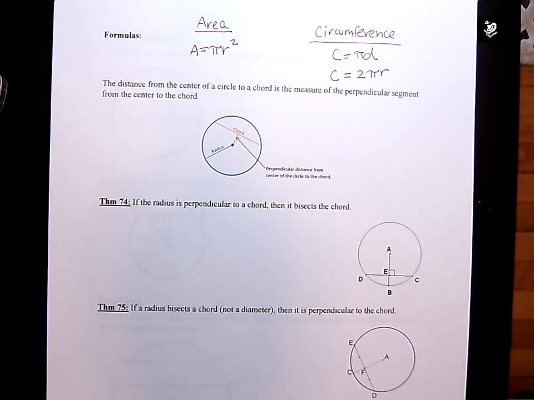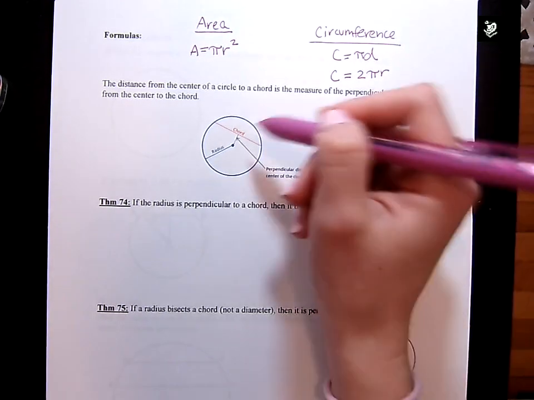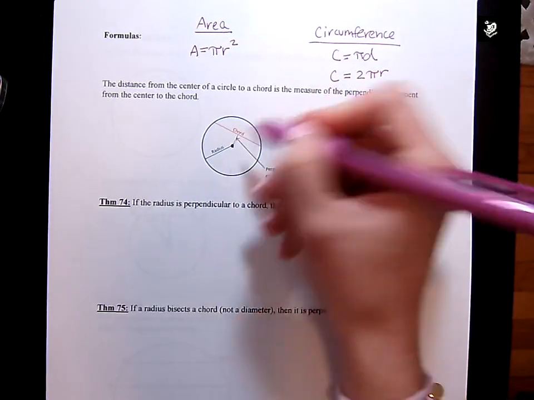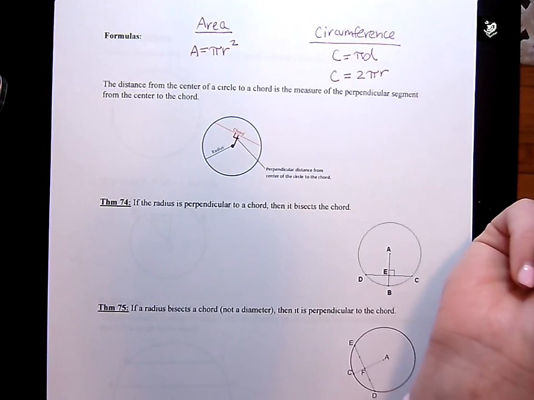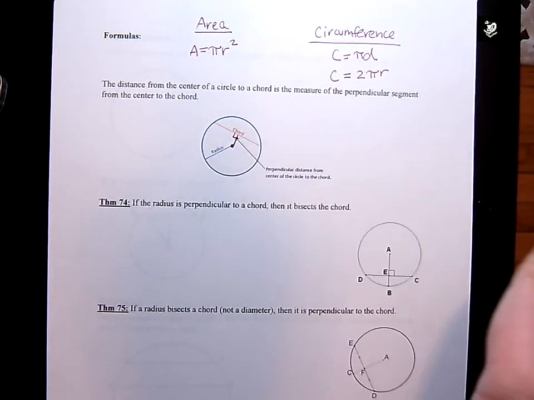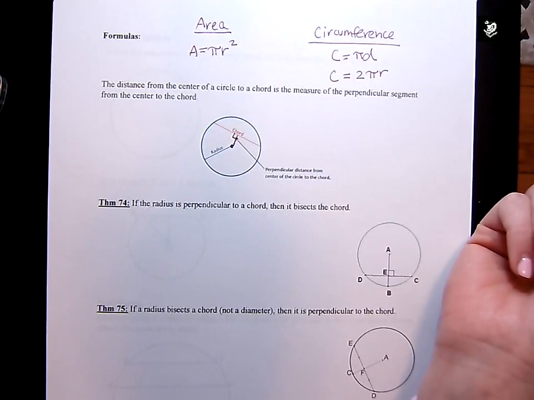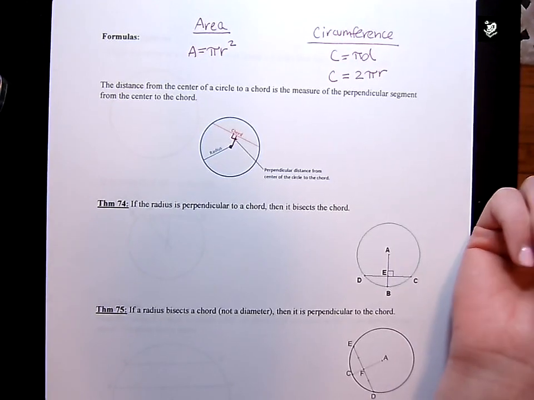The distance from the center of a circle to a chord is the measure of the perpendicular segment from the center to the chord. So what does that mean? If I want to know how far a chord is from the center of the circle, the distance that I'm referring to is the distance that is perpendicular to that chord. So that is how we can find the exact difference. So that's going to come into play later when you do some of your homework problems. And if you think about it, if we're involving right angles, we're probably going to involve the Pythagorean theorem.